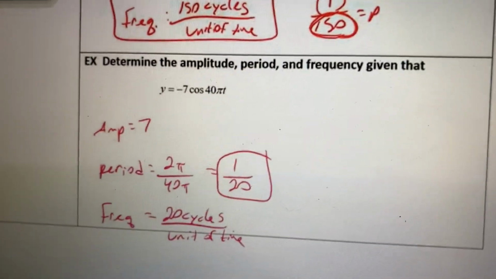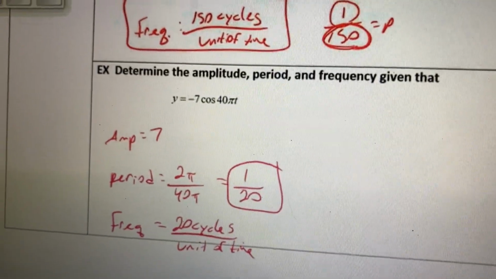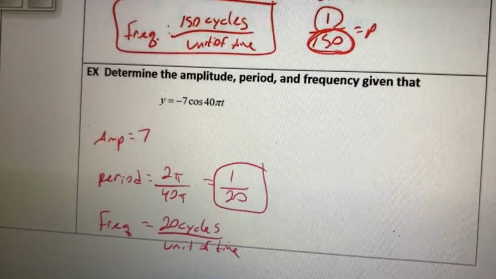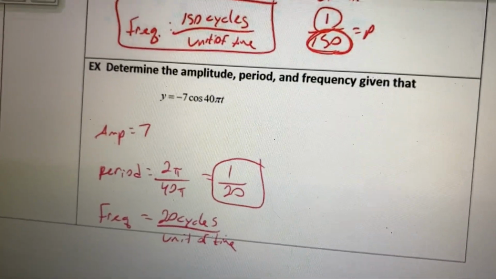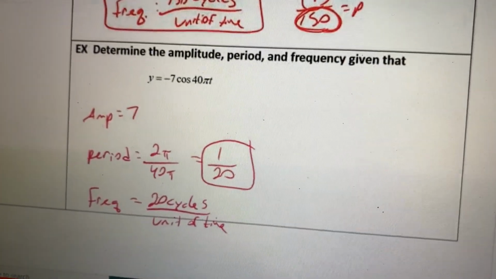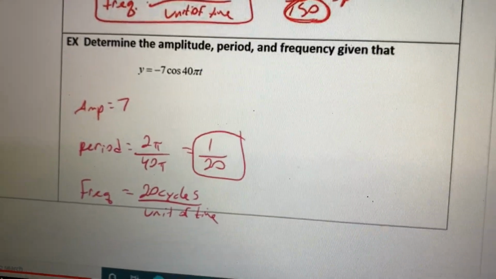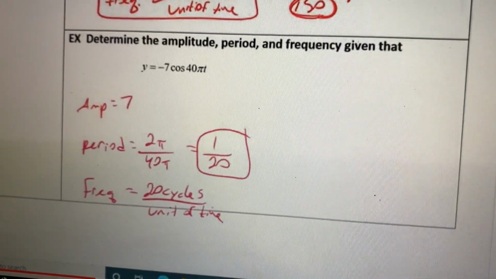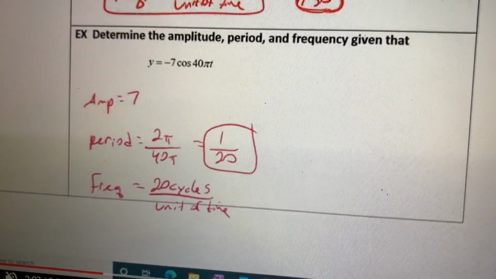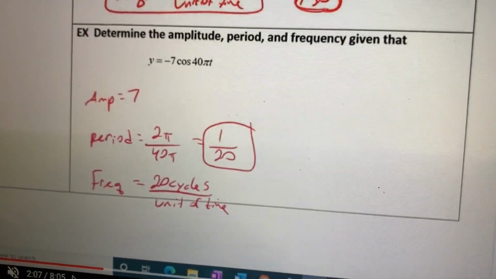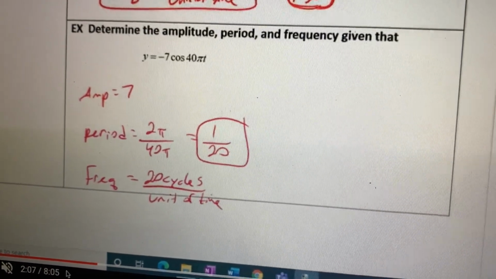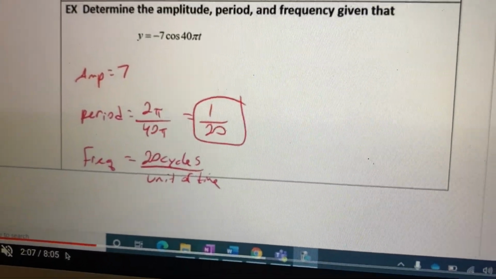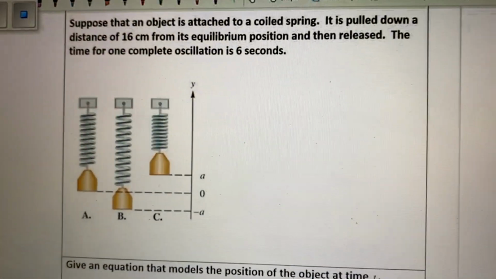Okay, so the amplitude here is 7. The period is 2 pi over 40 pi. That's our B. And so our period is going to be one cycle, is going to take 20 seconds or 20, whatever our unit of time is to complete that one cycle. So the frequency, being the reciprocal of that, is going to have 20 cycles in that one unit of time.